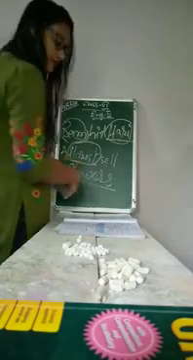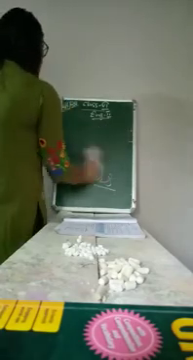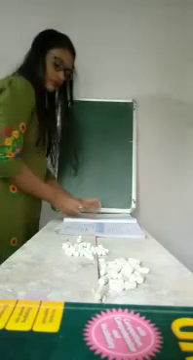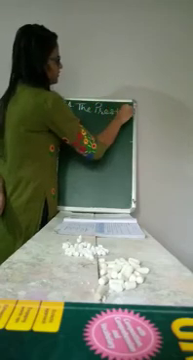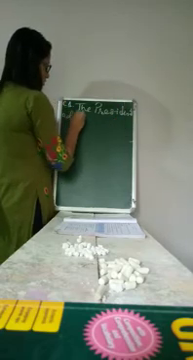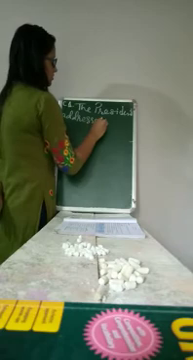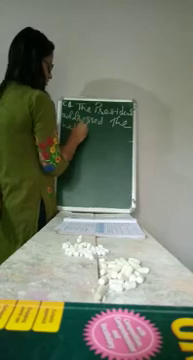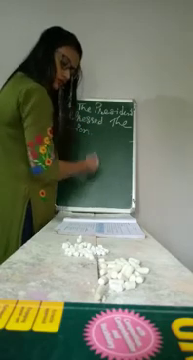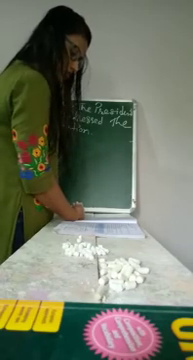Then we will go to exercise number C. So here we have to do what? We have to find out which one is the object, and then underline it. C number 1 is: The president addressed the nation. Nation is a noun and president is also a noun. So here we have to underline the object.